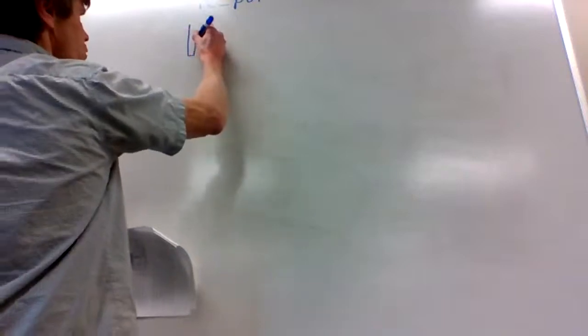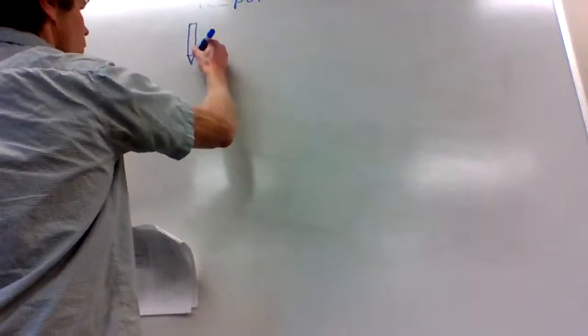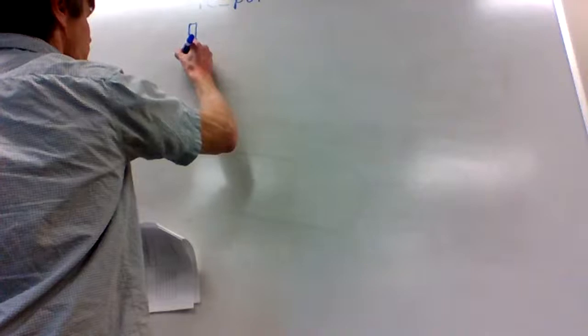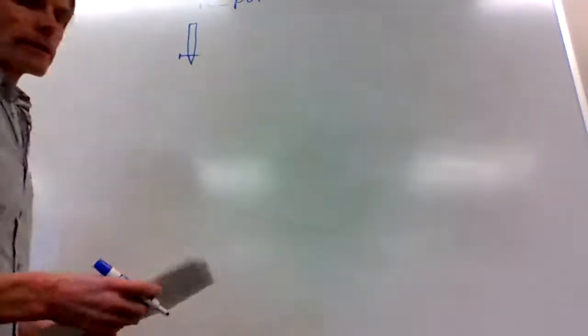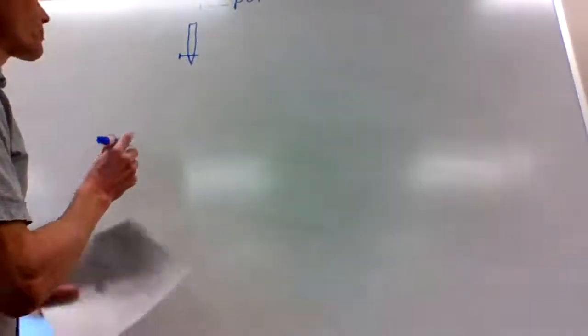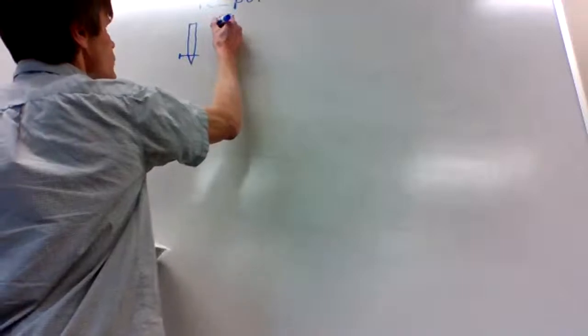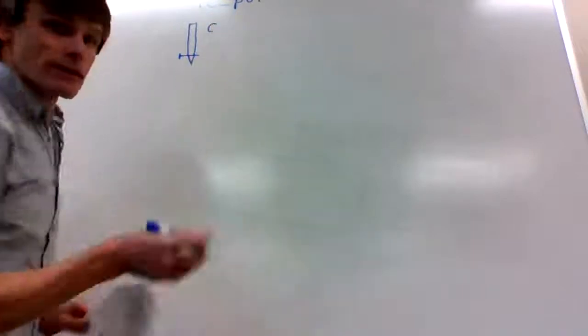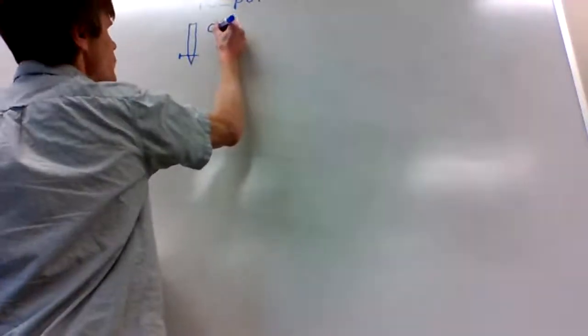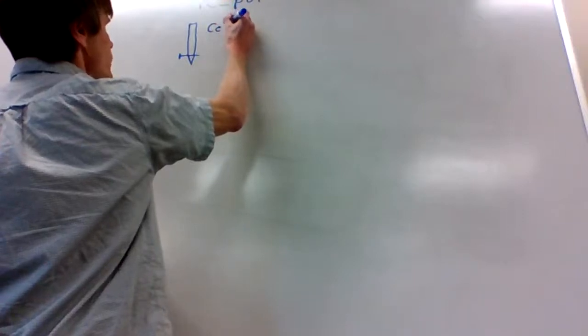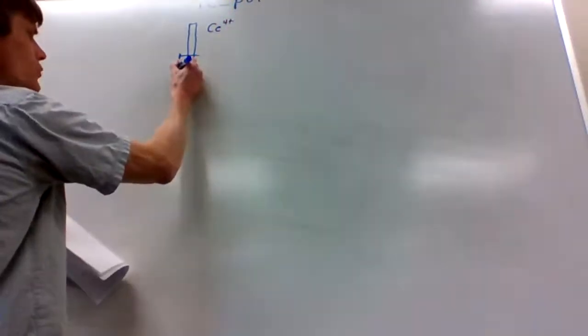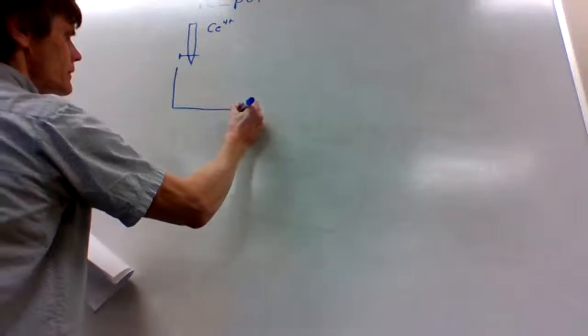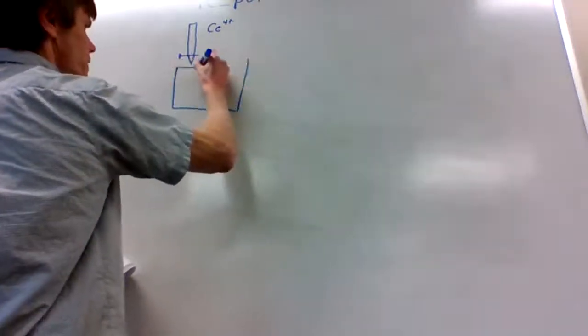In a titration, as you recall, we have a species that's in a burette. Let's imagine in this burette we're going to have a solution that's our titrant, and it's composed of cerium-4 positive. We're going to introduce it into this square environment. It could be a beaker.